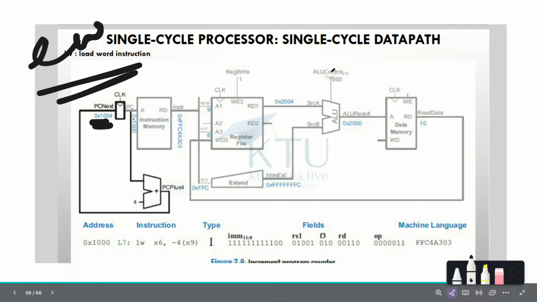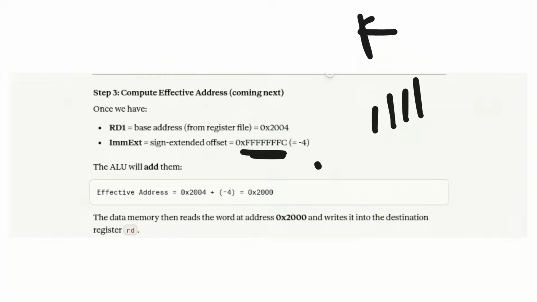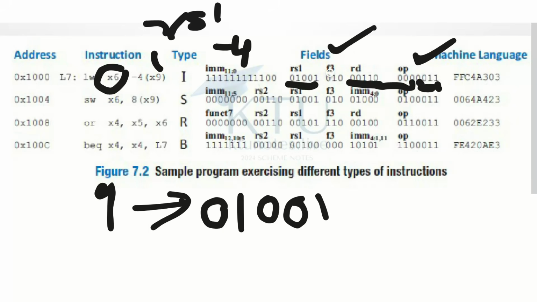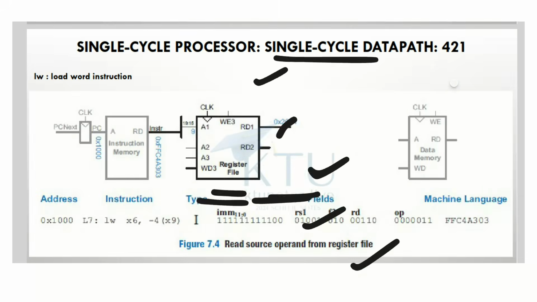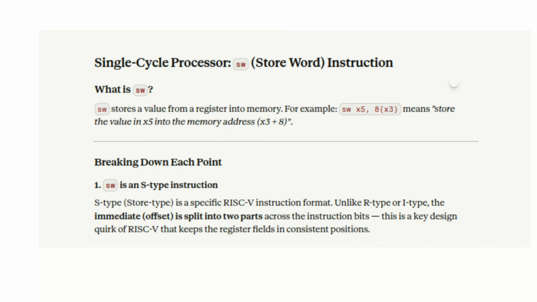This is the final diagram of the single cycle data path design. In the next video we will do the next instruction, because if you see in this question, the next instruction that would come is the store instruction. We will see how this instruction is executed in our single cycle processor. So make sure you learn all the previous videos very clearly, then only we will be able to understand this.